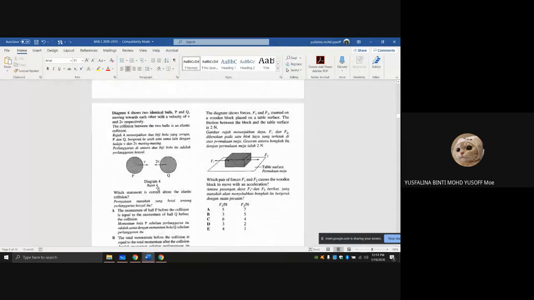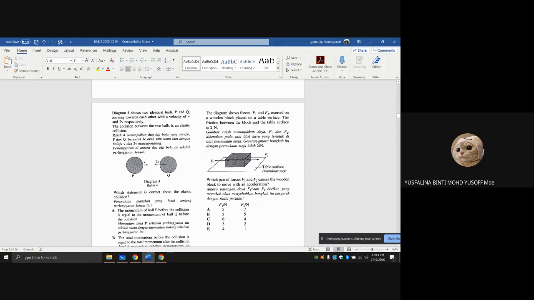Okay, the next one, the diagram shows forces F1 and F2 exerted on a wooden block placed on the table surface. The friction between the block and the table surface is 2 Newton. So which pair of forces for F1 and F2 causes the wooden block to move with an acceleration? If the object wants to accelerate, the net force must be bigger than the frictional force.